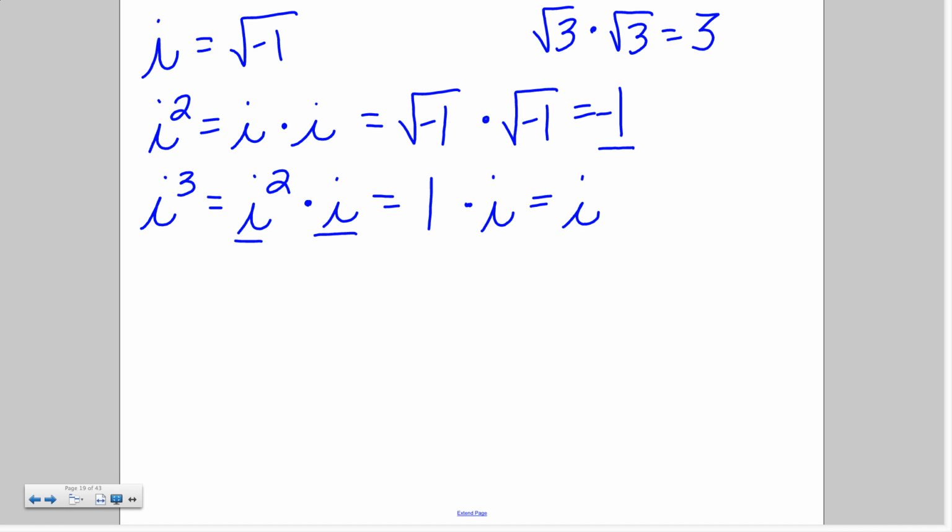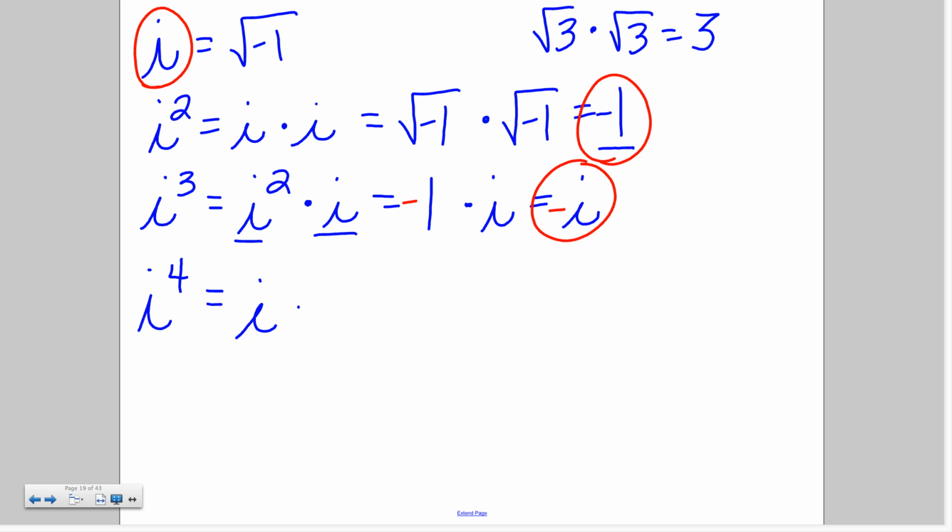So we've got the square root of negative 1 is i, i squared is negative 1. I'm sorry, yeah, I forgot my negatives. i cubed is negative i. Okay? If we go to i to the fourth, that is the same thing as i squared times i squared. And we figured out i squared is negative 1. So negative 1 times negative 1 for i squared and i squared. Negative 1 times negative 1 is 1.